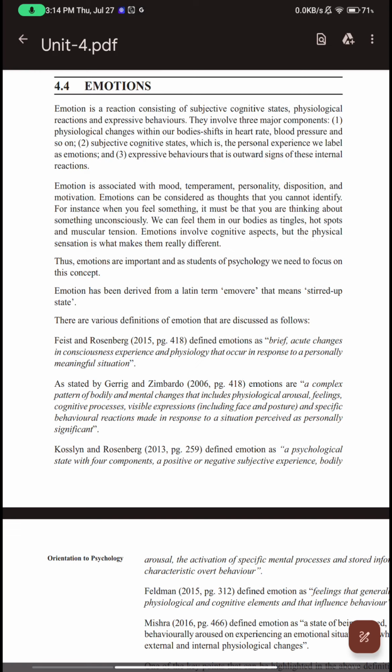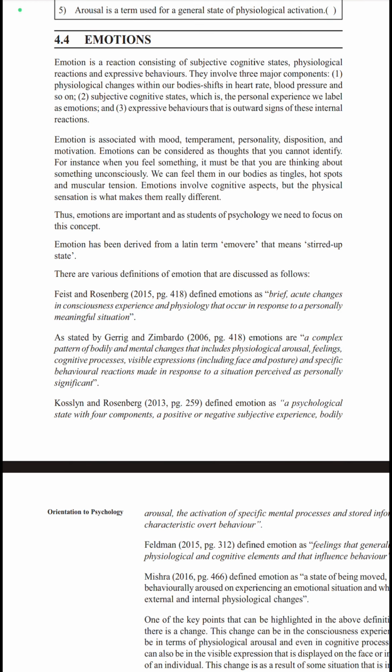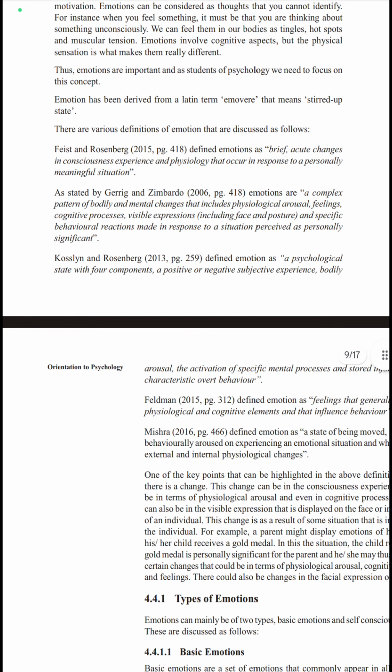Emotion has been derived from a Latin word, emovere, that means stirred up state. It means a jumbled up state, as if you've been aroused and everything is messy around you, and you don't know what to do. That is what stirred up state means. There are various definitions of emotion that are discussed as follows. These are several definitions by different psychologists.